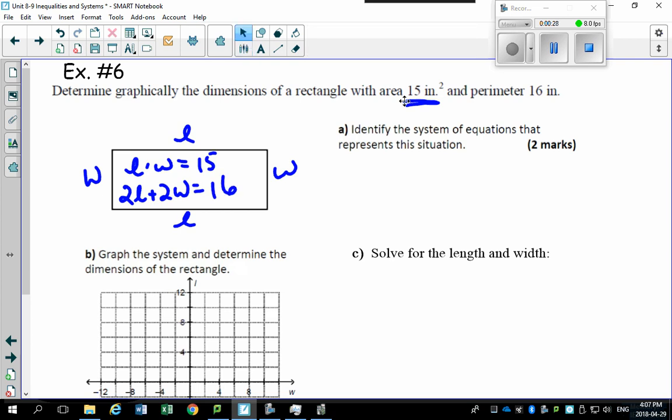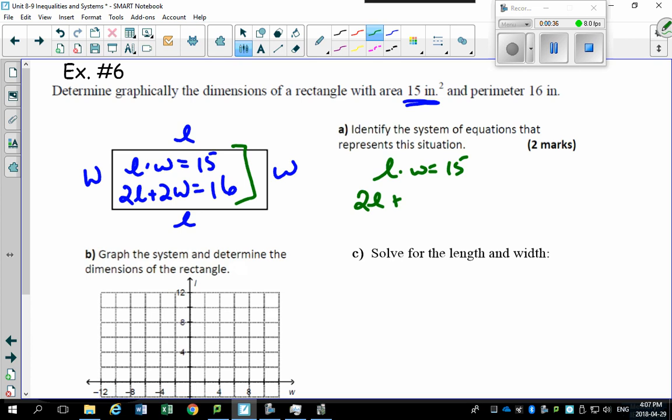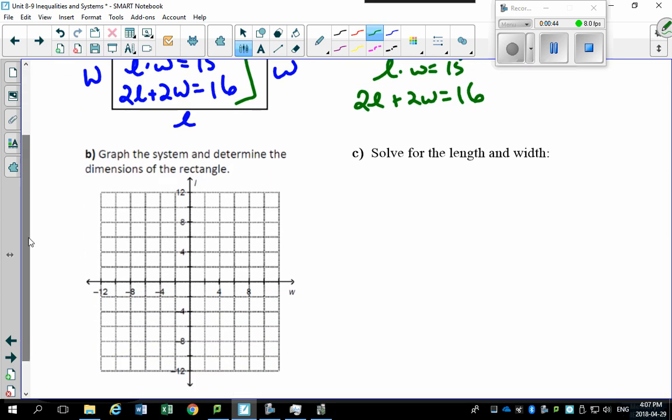Well, there's right there. There's your system. Look how beautiful that is. L times W equals 15. 2L plus 2W equals 16. How pretty is that? Oh, so beautiful. But look what I've got here. I've asked you to graph this as well. It says graph this system, but look.